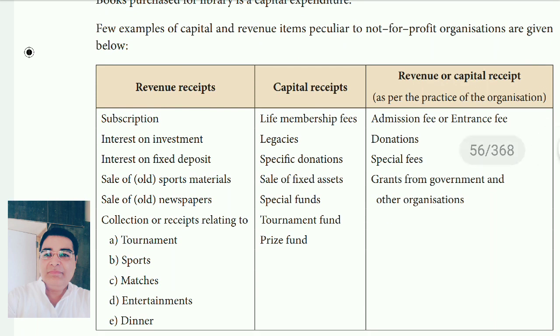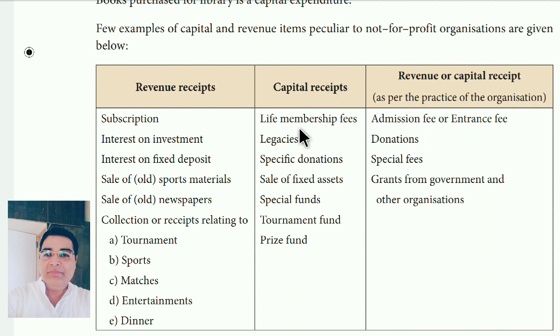Read these items carefully because these are going to be asked in the very short answer. If you see here, revenue receipt. In the exam they will ask you to give 4 or 5 revenue receipt examples. So what are the 4 revenue receipts you have to show? Subscription, interest on investments, interest on fixed deposit, sale of sports material, sale of old newspaper, etc. If you show these items, this is your sixth very short answer.